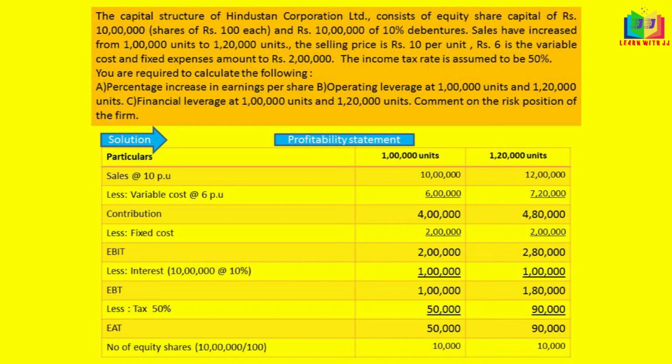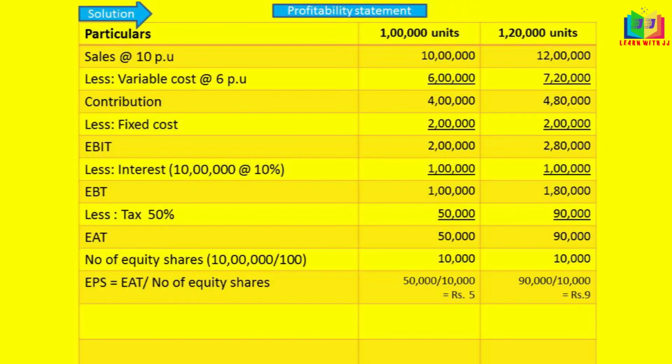Now we can calculate the EPS because we have EAT. We don't have dividend in this problem, so we can take this EAT as earnings available for the equity shareholders. That should be divided by the number of equity shares, which is 10,000 for both categories. Now we can calculate the EPS. EPS is equal to 5 for 1 lakh units and 9 for 1 lakh 20,000 units.